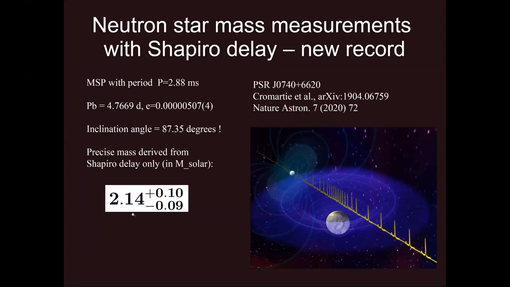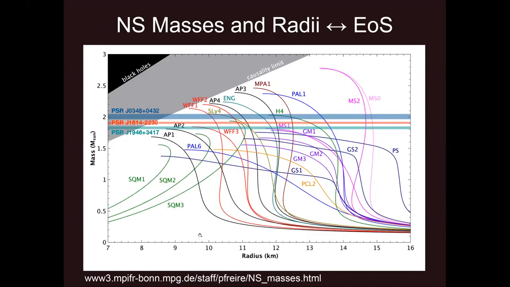Now we know we have another system of this kind, which was published last year by Cromartie and others. And this turned out to have an even higher mass for the neutron star, in the range of 1.14 plus minus about 0.1 solar masses. So this is our record holder here, this pulsar in the mass radius plot. So actually here is the website. This is quite useful. It's of the Max Planck Institute in Bonn.